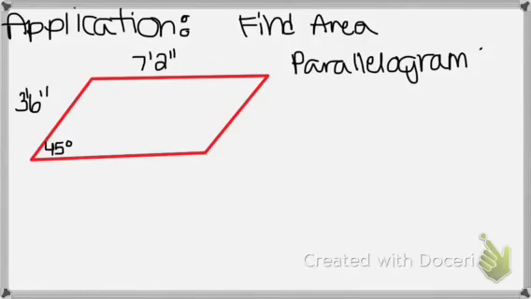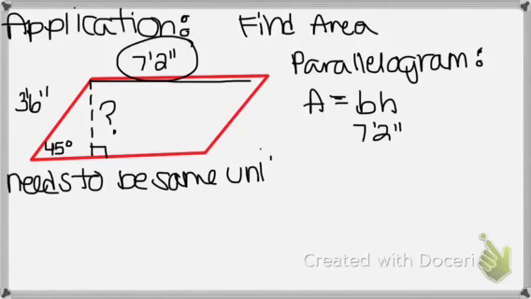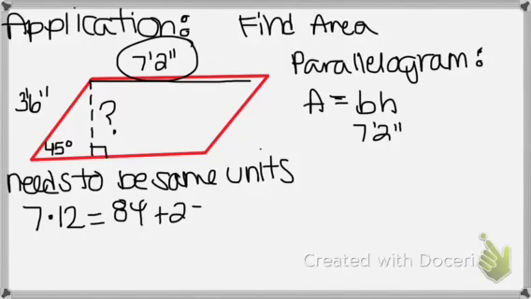The equation for the area of a parallelogram is just base times height. And remember that height has to go to a right angle. So it's going to go right here. I know the base is 7 feet 2 inches, but we need to have it all in the same units. So I'm going to convert this to inches. 7 times 12 will give me it in inches, and we get 84. Then I need to add the 2 inches to get 86. So I'm going to do 86 times our height, which we don't know yet.